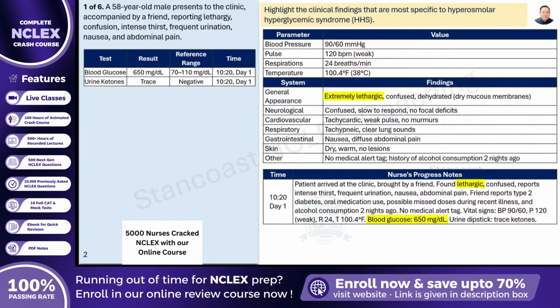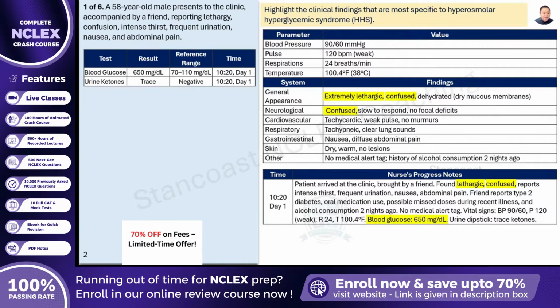Now we have the same assessment finding, lethargic, and we also have confused as one of those manifestations. This one goes hand in hand with severe dehydration and high osmolality in the bloodstream. And this is one of the classic neurological signs that will help you differentiate HHS from other conditions. Now, we have other documentation here, same confused, and then we have confused right in the nurse's progress notes as well.